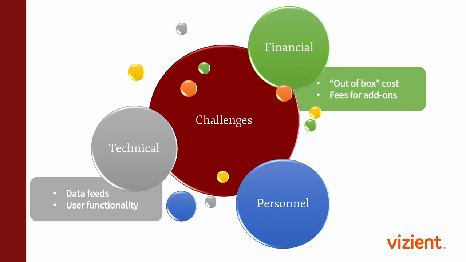From a financial perspective, there can be two cost categories. The first is what we call out-of-the-box costs, which are the costs associated to get the basic system up and running. However, there may be more fees charged on top of the initial investment in order to access additional functionality or capabilities that do not come as a standard feature.